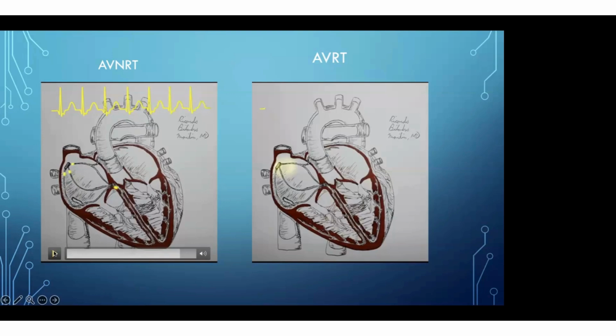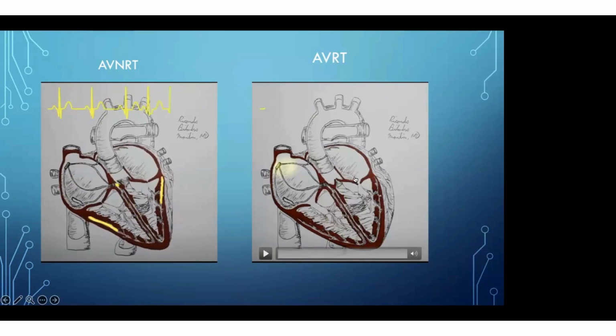That's why in AVNRT we'll be seeing a short RP interval, short RP tachycardia. Because you can see in this one, when the tachycardia started happening, the P is coming here, QRS and P. Here the circuit is sending signals, the P wave at the same time as the QRS. So we will be seeing QRS followed by a small p here. So short RP interval, short RP tachycardia. Sometimes P will be inscribed in the QRS, so P will be absent also. So this is the mechanism where AVNRT tachycardia happens.